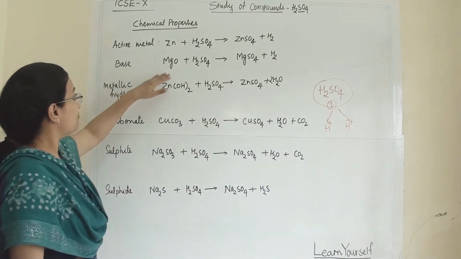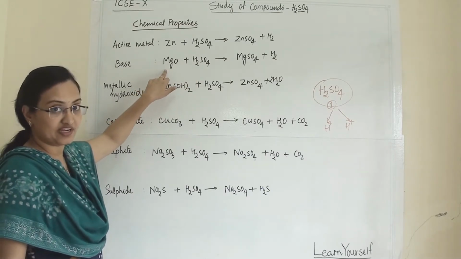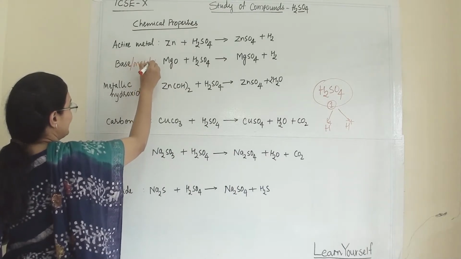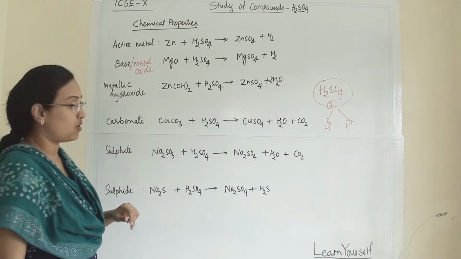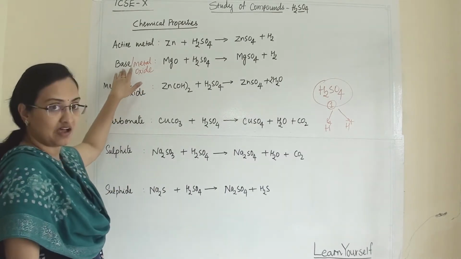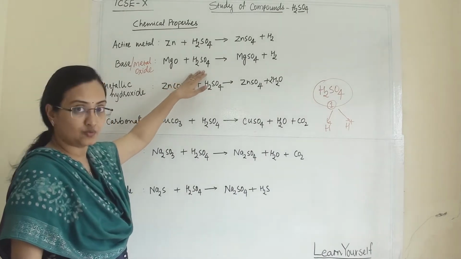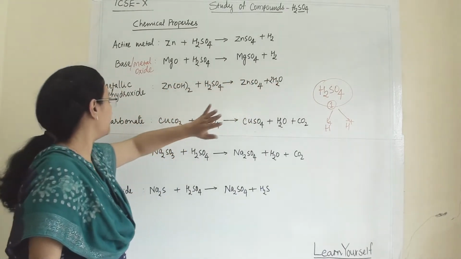Here, a base reacting with sulfuric acid, that is magnesium oxide, a metal oxide also. All the metals form basic compounds when they form oxides. All metal oxides are basic in nature. So magnesium oxide will react with sulfuric acid and give us magnesium sulfate and water.